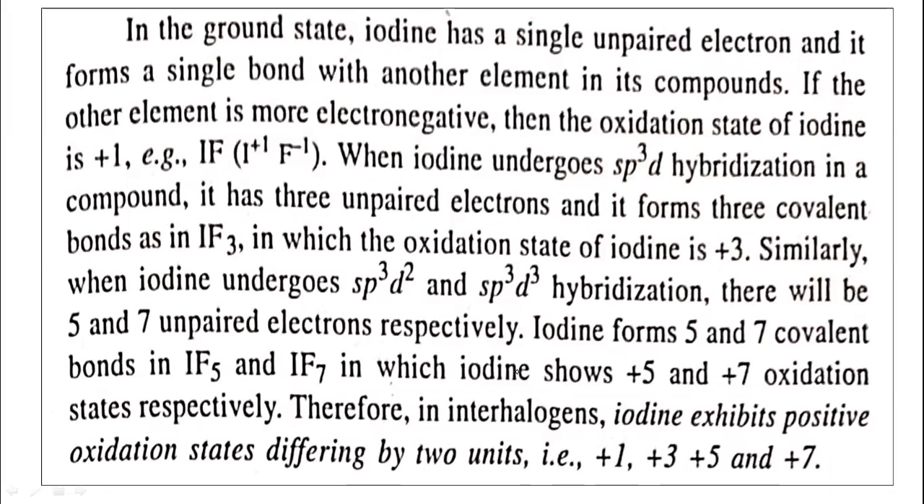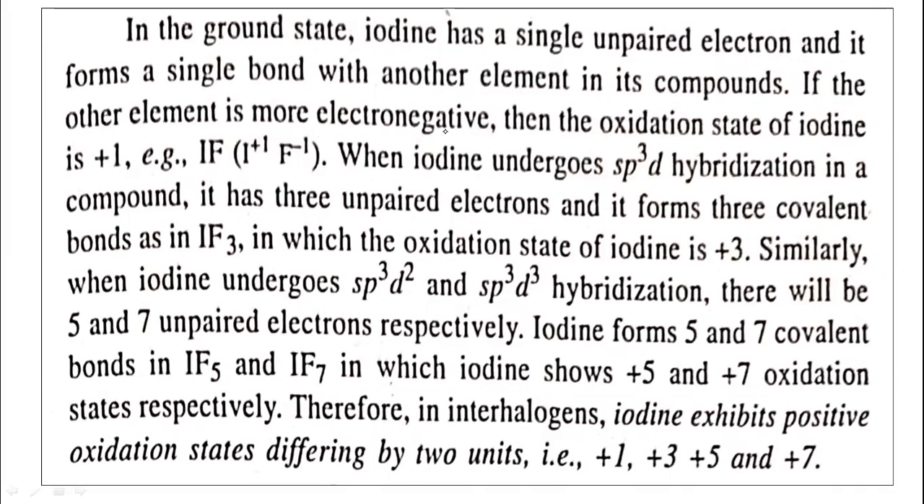Chlorine and bromine do not show this behavior because their atomic size is smaller, so promotion of the electron is not possible, and their ionization energies are higher as compared to iodine. In the ground state, iodine has a single unpaired electron, as we have seen. It forms a single bond with another element in its compounds.